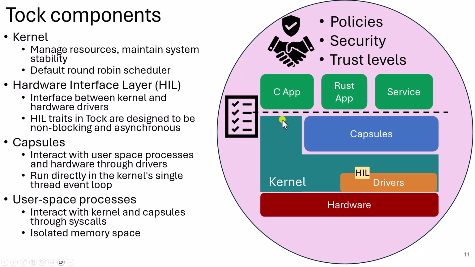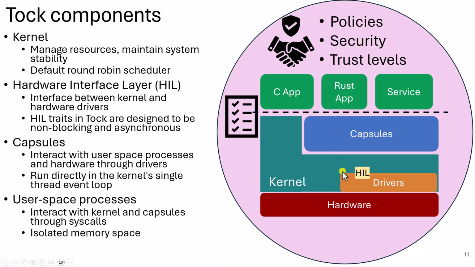The kernel also, besides talking to the applications, needs to talk to the hardware, and it does this by interfacing with the hardware drivers through the hardware interface layer. These traits in Rust are designed to be non-blocking and asynchronous. The reason is that a lot of the hardware tasks the kernel is going to want to do are I/O constrained, so it's going to be waiting around a lot, which is why the asynchronous model is used.